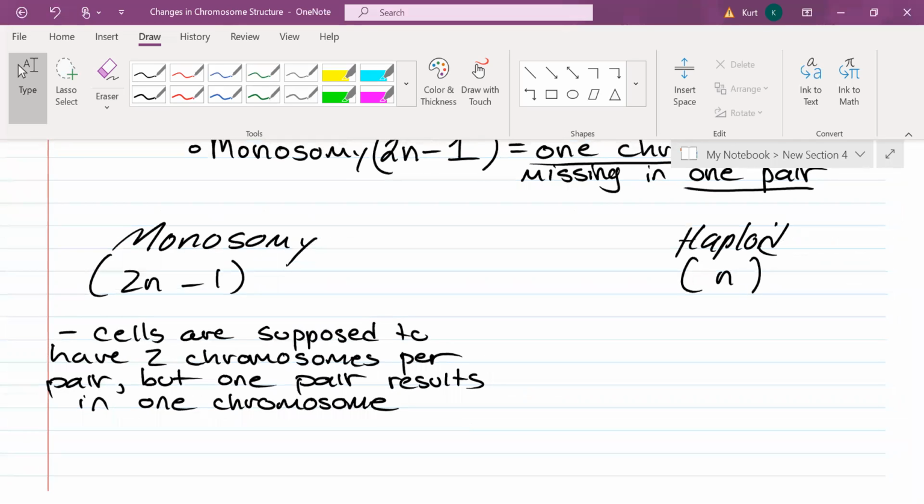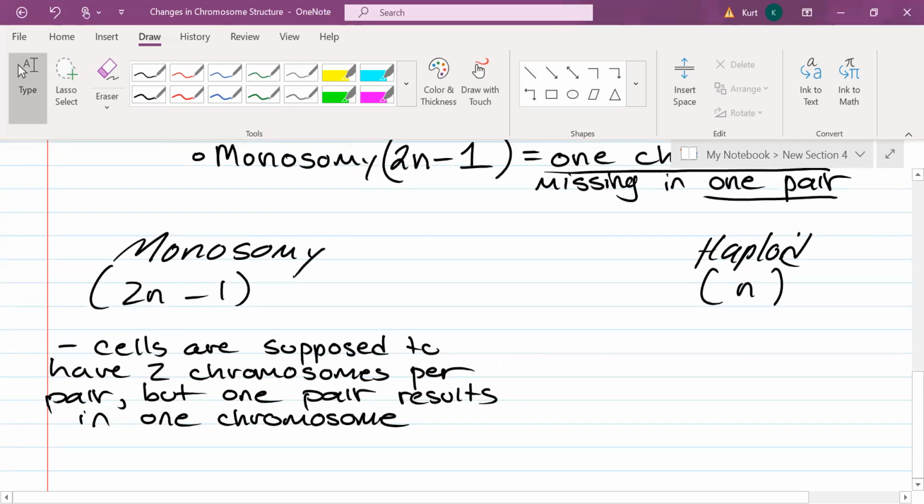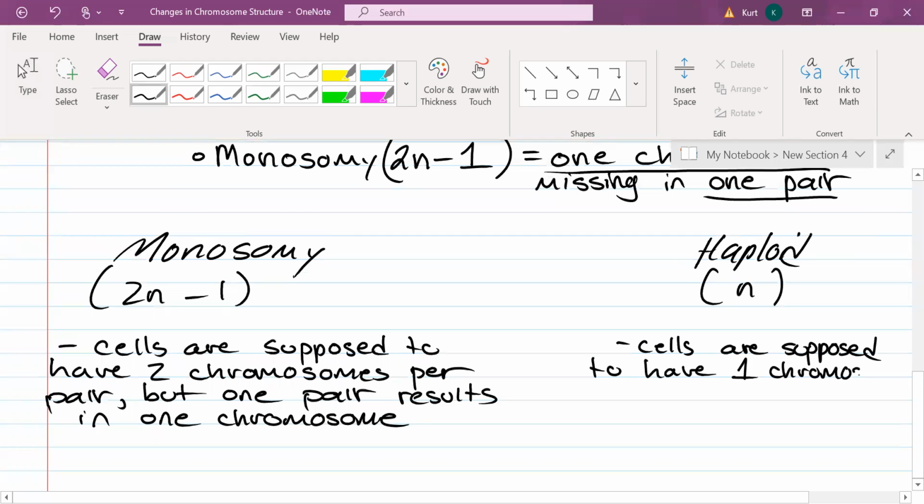So guys, based on this definition, Ryan, I think you can handle this. In monosomy, cells are supposed to have 2 chromosomes per pair, but 1 pair results in just 1 chromosome. What is haploid? You should know this. Right. Is it supposed to, or is that an accident? Right. Okay, so in haploid, guys, the key words here are supposed to. In haploid, cells are supposed to have 1 chromosome per pair.